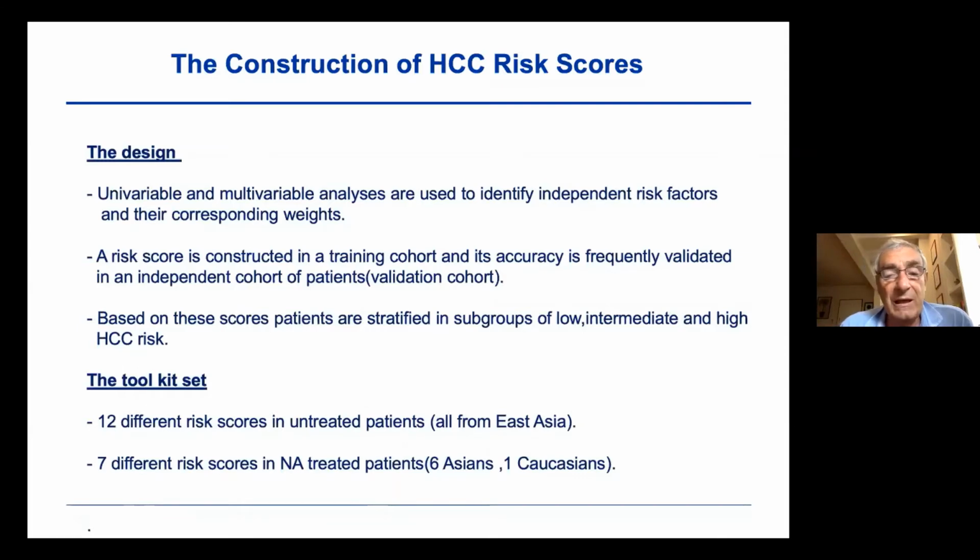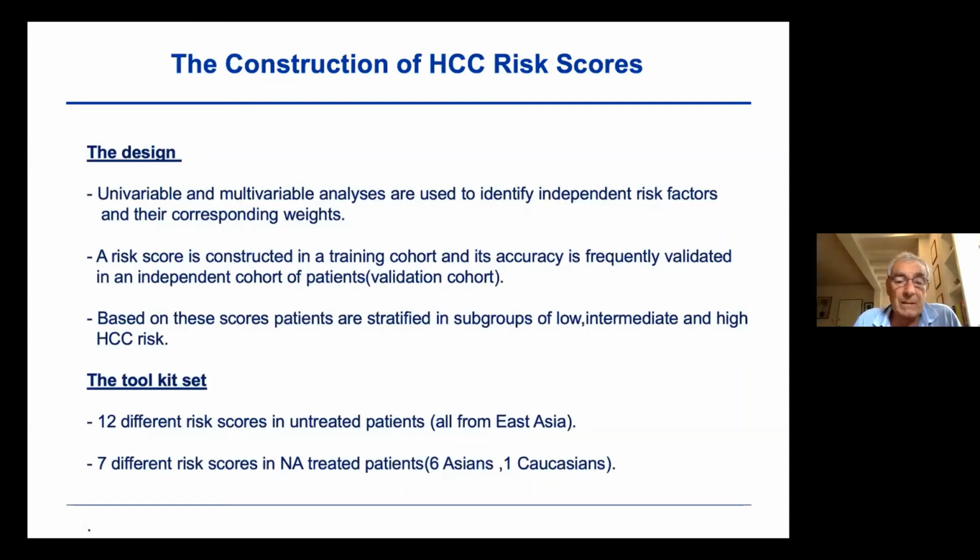And this was aimed to identify independent risk factors and, most importantly, their corresponding weights. Not all factors weigh the same. A risk score is therefore constructed in a training cohort, and the accuracy of such a score is frequently validated in another independent cohort of patients, the so-called validation cohort.